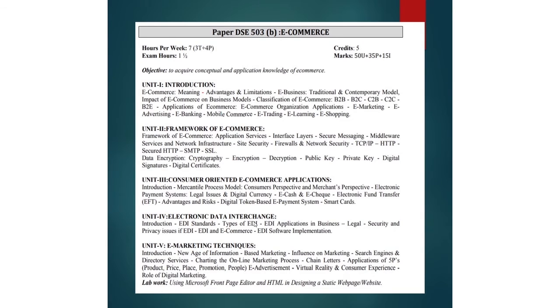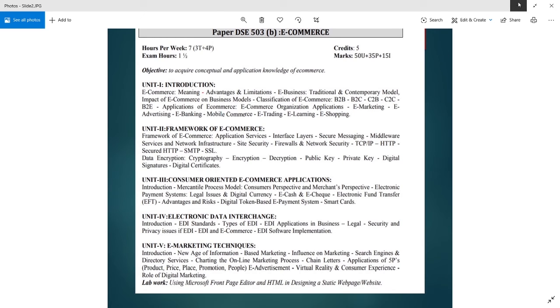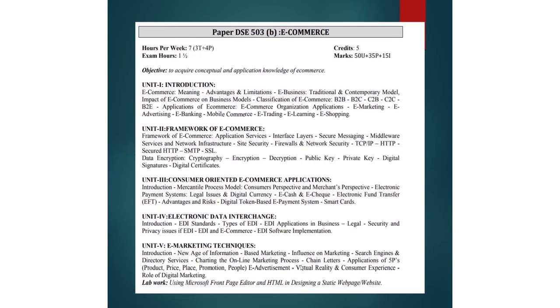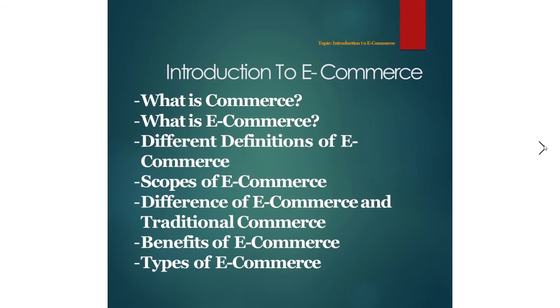These are the important topics which we are going to understand in the coming lectures. Okay. Now look at the next one. What we are going to learn is: what is commerce, what is e-commerce, definitions of e-commerce, scope of e-commerce, difference between traditional and electronic commerce, benefits of e-commerce, and types of e-commerce. We cannot complete all the topics in one video, and we will keep to the time of 28 minutes. Whatever the video covers, then the next video will continue.